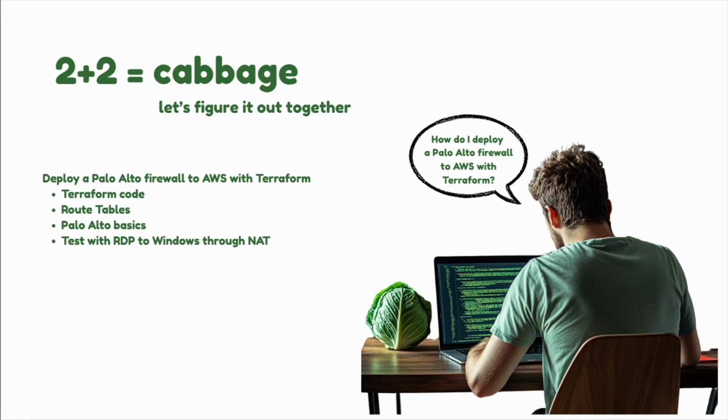In this video, we're going to talk about how to deploy a Palo Alto firewall to AWS with Terraform. We'll go over some of the things like the code, we'll talk about GitHub, we'll talk about route tables and how they're important in this scenario, look over a little bit of the Palo Alto basics, and then in the end, we'll test to make sure our firewall is deployed correctly by using an RDP session to a Windows VM that's behind a NAT on the firewall. Let's figure it out together.